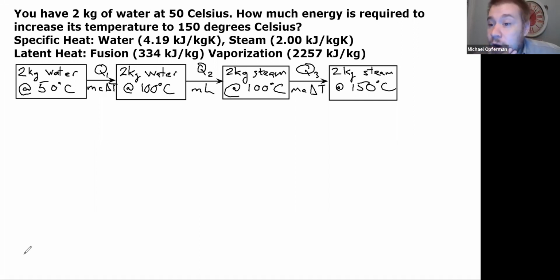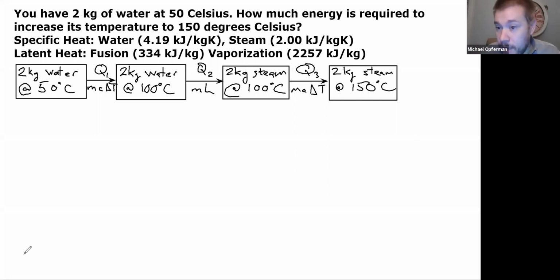When you first read this question, it might not even be clear to you that this is going to be a 3-step process. And if I'm grading this, as a grader, 75% of students are not going to do a 3-step process for this. They're probably going to do either a 1-step process and totally ignore one of them, or they're going to do this as a 2-step process and try to heat from 50 to 150 all at once. You have to break it down step by step by step.